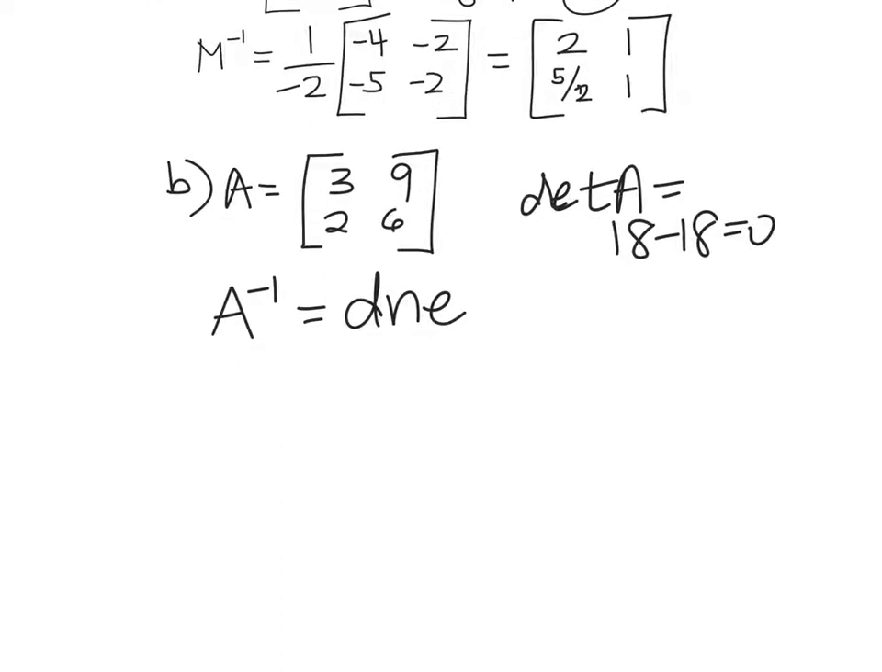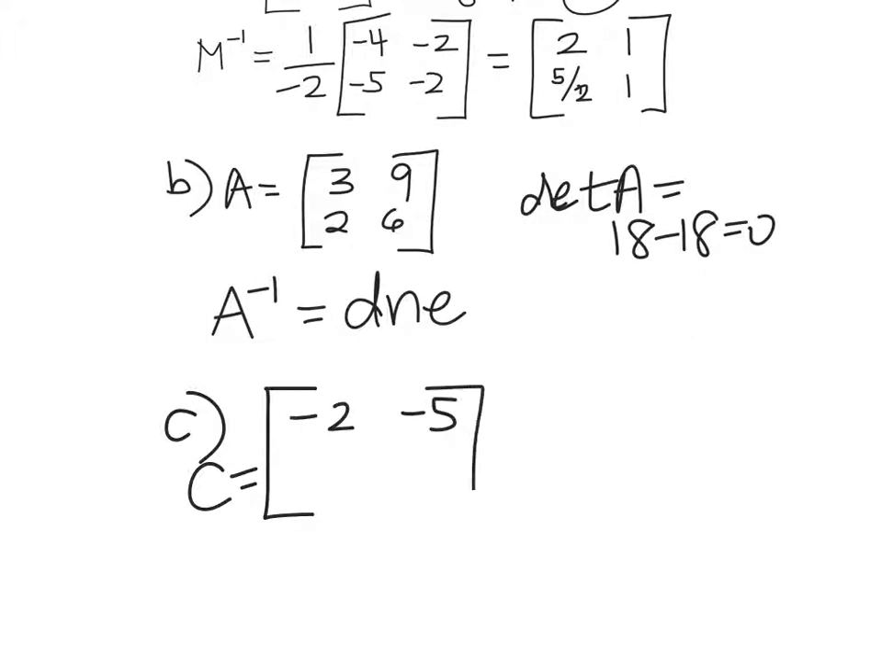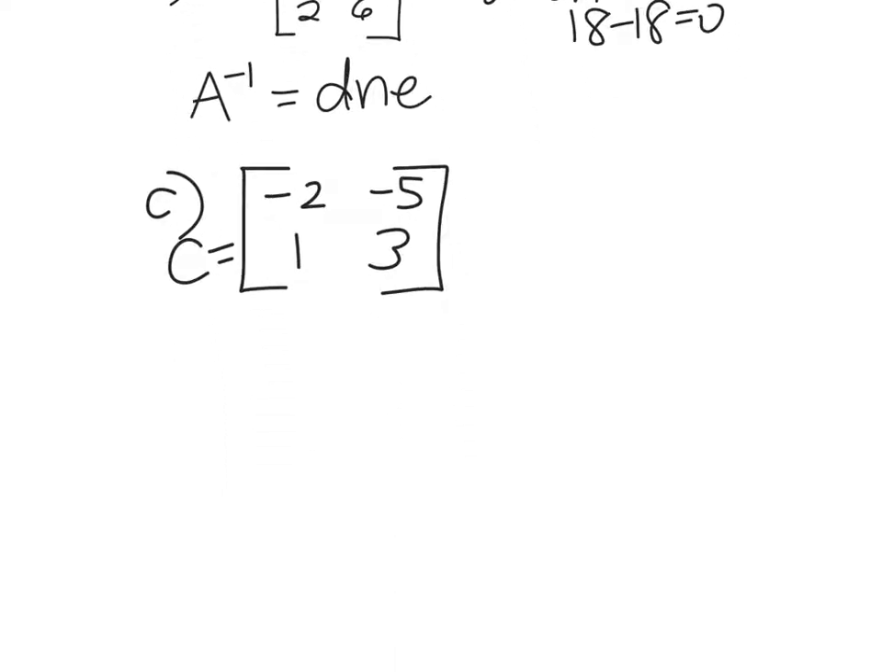No, you try a real one now. Here we go. Try this one. Let's call it matrix C. C equals -2, -5, 1, 3. All right, you try this one. Let's get real. This is the last one, and then we're going to move to our last lesson. It's pretty quick today.